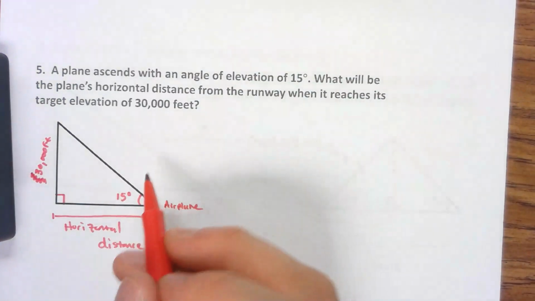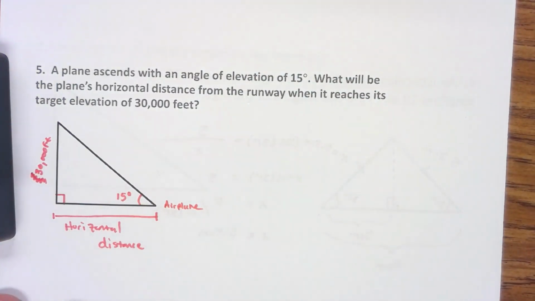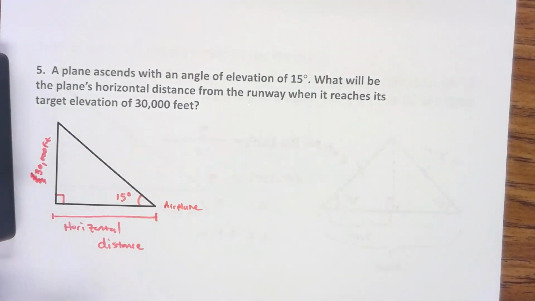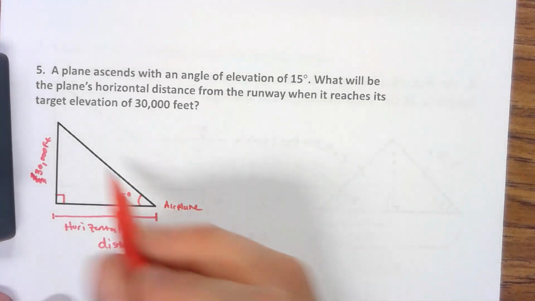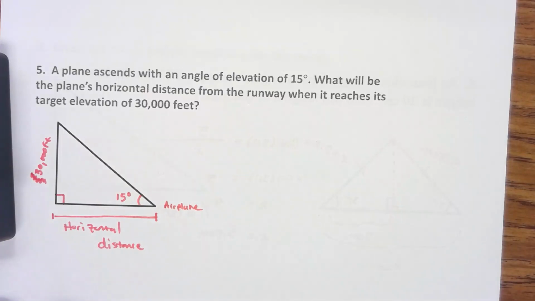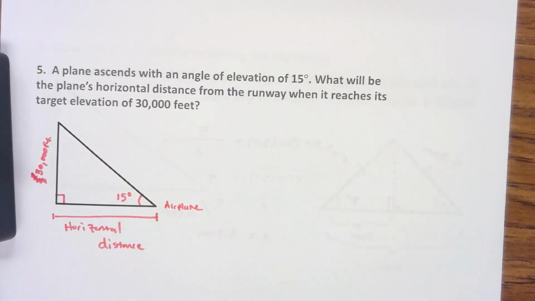The one thing that we need to decide is, based on the information provided, which trig function is going to be best to use. Well, I don't know anything about the hypotenuse here, and when I'm looking at this, I don't even need to find the hypotenuse. So I'm thinking about which trig function does not include the hypotenuse. That would be tangent.